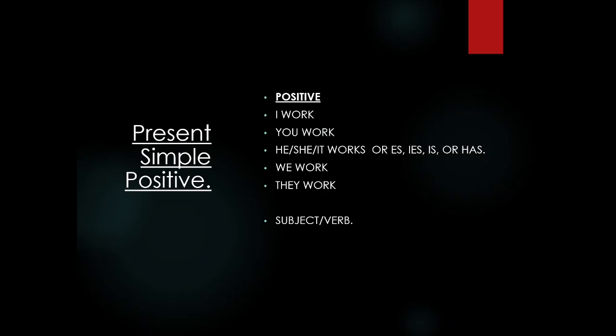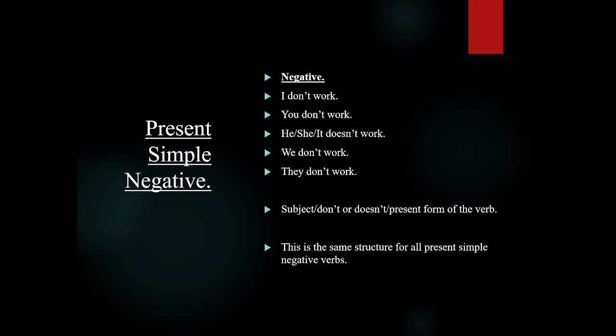And let's have a look at the next slide now. The next slide shows us present simple negative, and we can see it's the same structure. There aren't any spelling rules for this. That's the only exception there. It's subject, I don't work, subject, negative of, in the present form of the verb to do, and work as the present form of the verb.